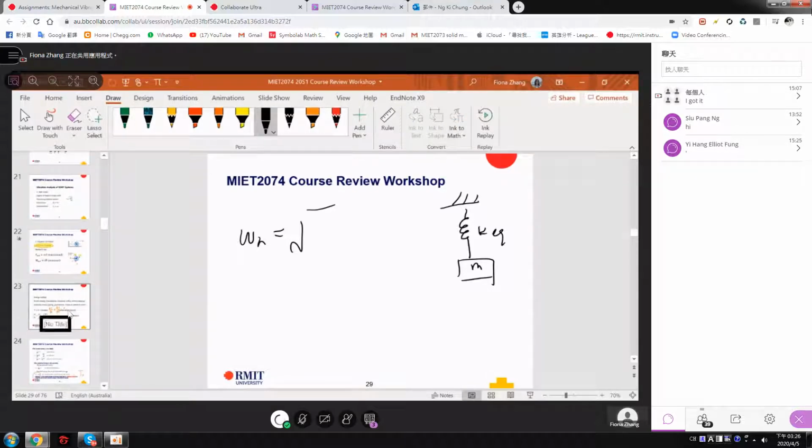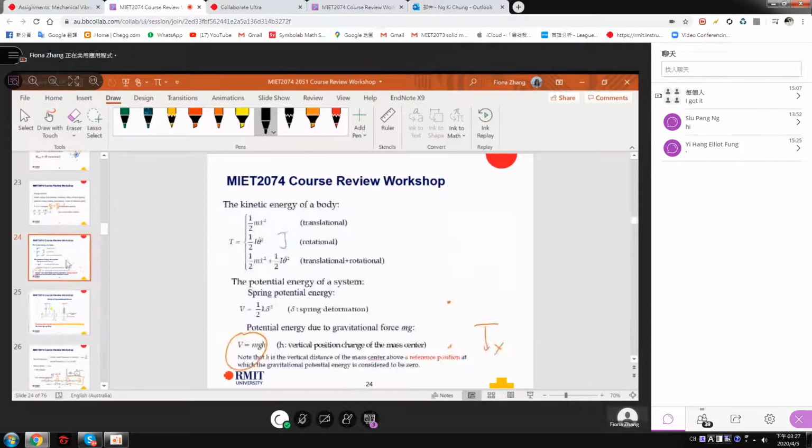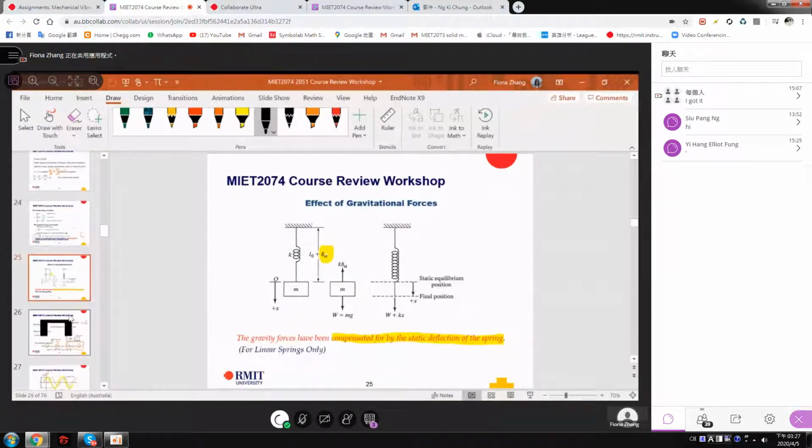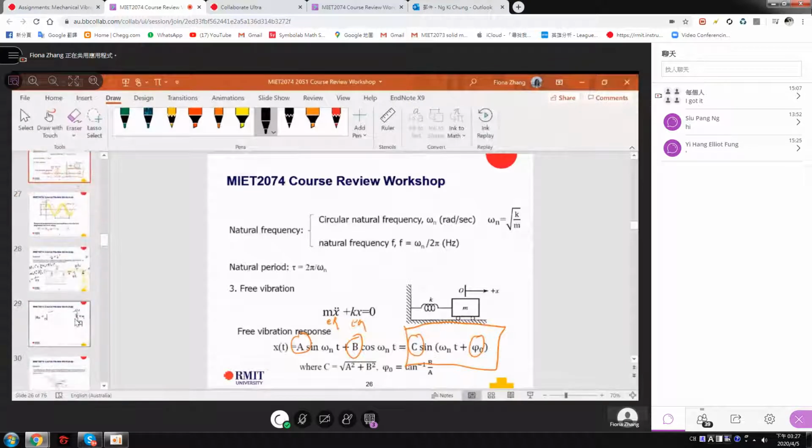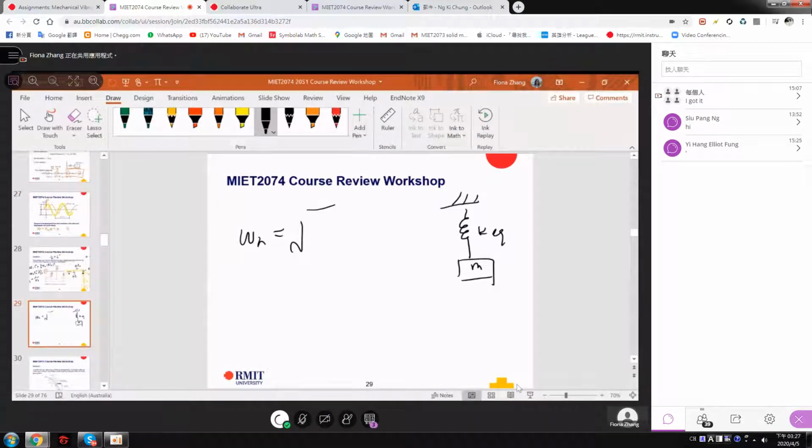from this free vibration, this one, okay. Right. So is this K equivalent over M? Okay. Right. K equivalent over M. Right. So it is the root of something.